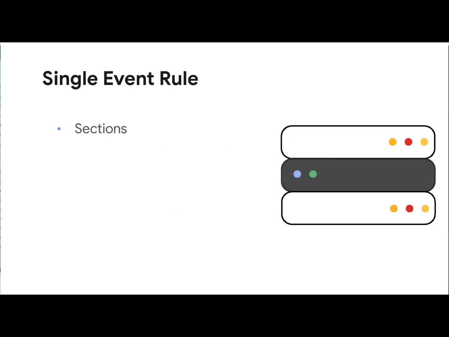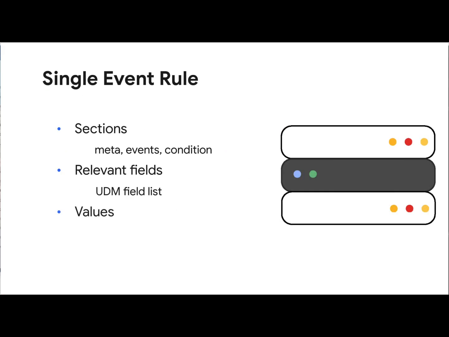In previous videos, we have touched on the structure of the rule, operators, and variables, so this is an opportunity to put these pieces all together. For a single event rule, we need a minimum of 3 sections: meta, events, and condition. We need to identify the relevant fields in UDM to use in our rule logic, and then we need to add values in the form of strings against those fields. Because we are using strings, these values will be enclosed in double quotes.